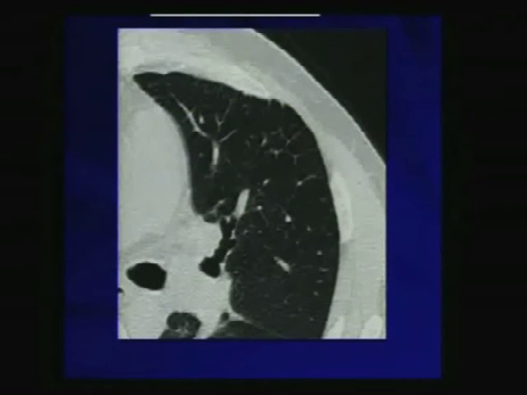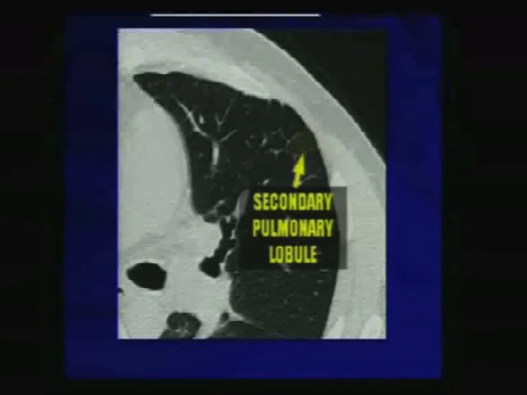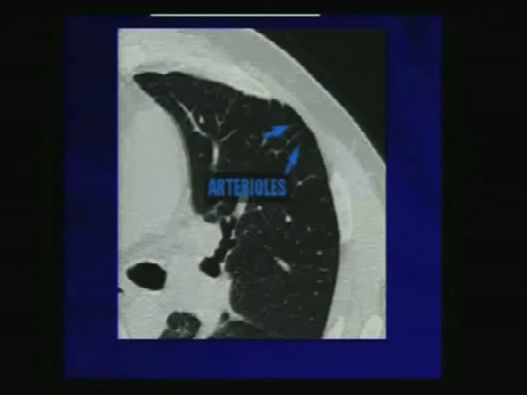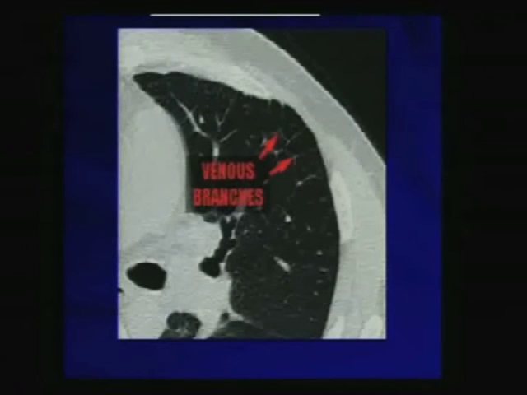But again, just to go back to this secondary pulmonary lobule, you can recognize it there. You recognize it as this polyhedral structure. Here's another one next to it. And then you see the interlobular septa outlining those secondary pulmonary lobules. And then you look at the arterioles, the core structure within the center of the lobule, and this is very important as we're going to look at pathology. And then you see the venous branches.